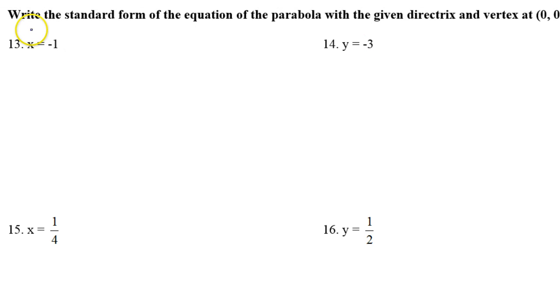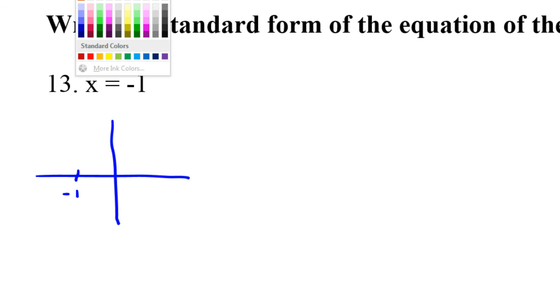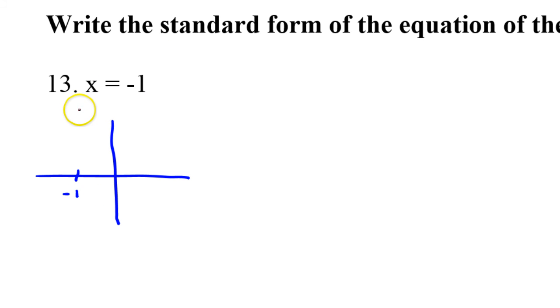All right, for the next few problems, we are to write a standard form equation of a parabola given the directrix. The vertex is still 0, 0. So these are the directrixes. Pretty sure that's how you say that. Remember, when you have x equals a number, that is a vertical line. So here's -1. X equals -1 is a vertical line at -1.